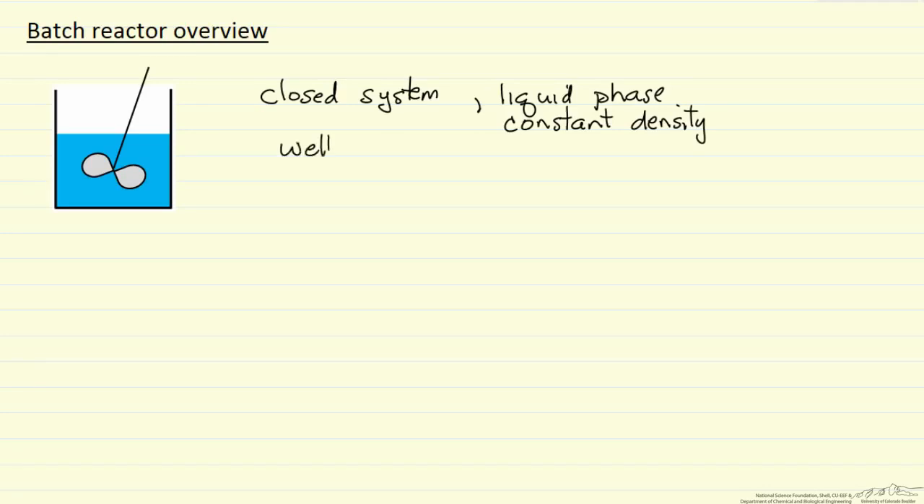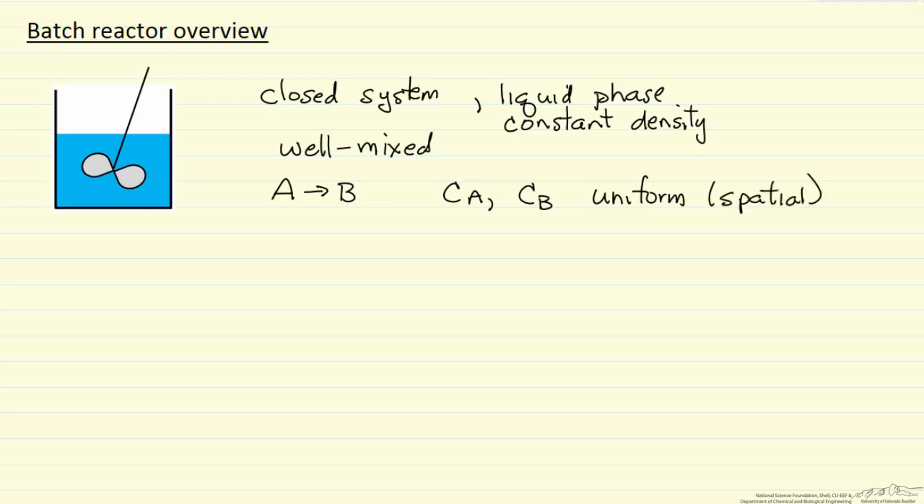An important aspect in order to model a batch reactor is that the system is well mixed. In other words, the stirring is sufficient, the baffling in the reactor is such that there are no gradients. So we have no concentration gradients, we have no temperature gradients. So if we had a reaction such as A goes to B, what this means is the concentration of A and the concentration of B are uniform throughout the reactor. So that means spatially uniform. And likewise, the temperature throughout the reactor is uniform spatially.